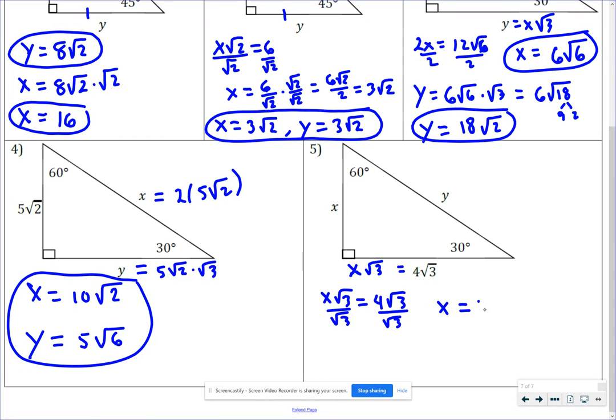So x equals 4. And then for the y value, that's the hypotenuse. The hypotenuse is always double the short leg, so this is 2 times x. See how we're using these relationships between the lengths of the short leg, long leg, and hypotenuse? So double the short leg, y equals 8. And that is our special right triangles.